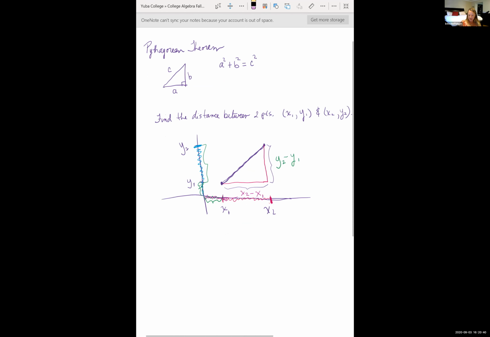So let's use the Pythagorean theorem now. The Pythagorean theorem says, okay, well, let's just call this d, because we're going to use d for the distance formula. So we know that d squared, the square of the hypotenuse, is equal to the sum of the squares of each leg. So if I look at squaring x sub 2 minus x sub 1, plus the square of the value y sub 2 minus y sub 1.